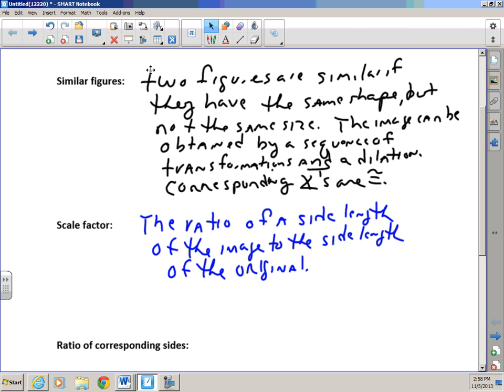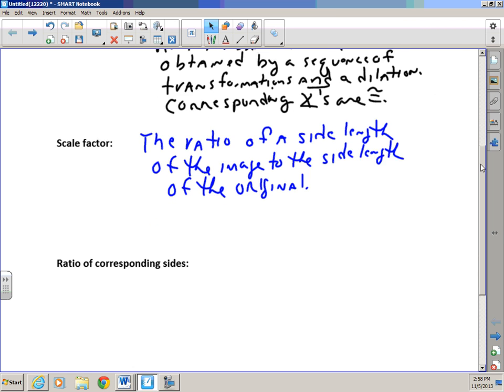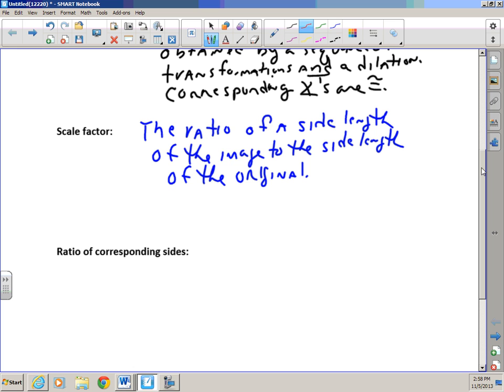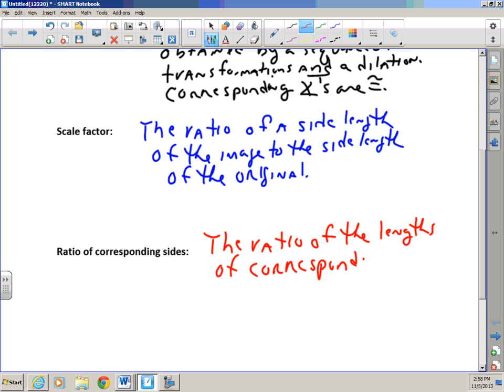And then finally, if I match up the corresponding sides of two similar figures, the ratio of those lengths of the corresponding sides are equal. And what we're simply saying there is, if the two figures are similar, they have the same scale factor, and so that scale factor is the same throughout the entire figure.